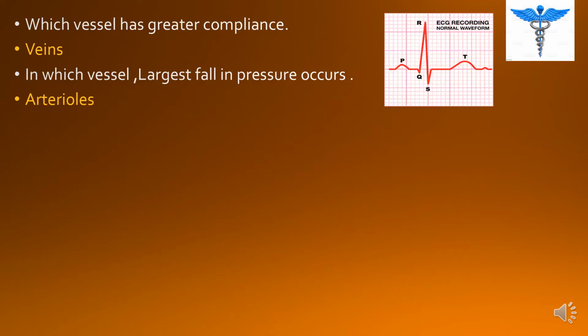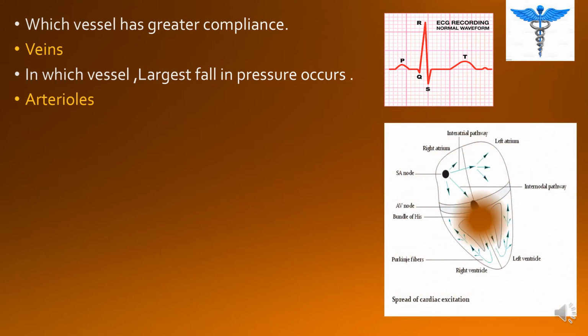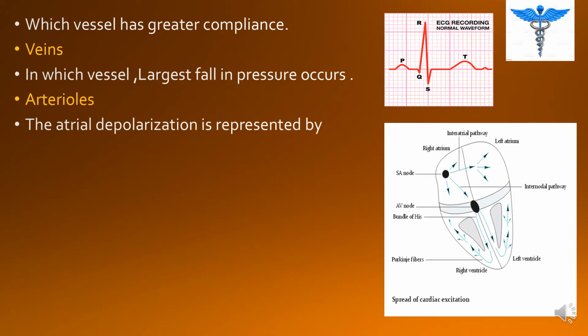Here you can see the figure of the electrocardiogram recording, and the other figure is of the impulses that are transmitted from the SA node through the whole of the heart. Now the question is, atrial depolarization is represented by which wave? When the SA node is stimulated, it will depolarize the atria. Once depolarized, the atria will start to contract, right? So this atrial depolarization is represented in the electrocardiogram by the P wave. The P wave basically indicates that the atria have been depolarized, right?